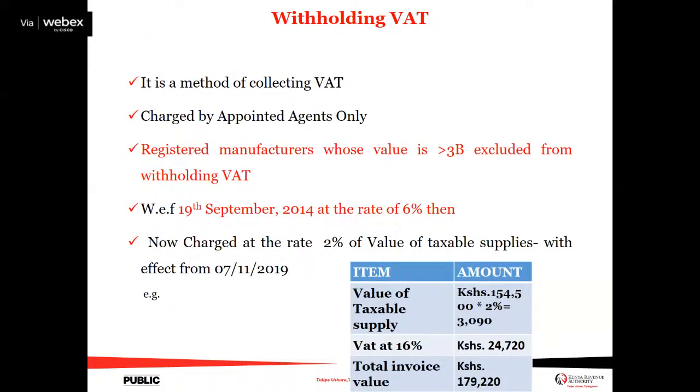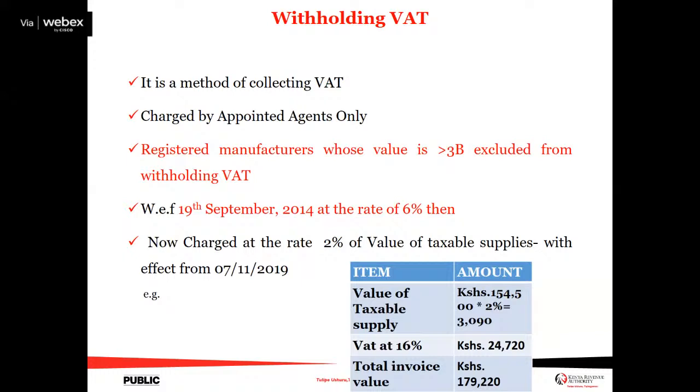So the other method that we have for collecting VAT is withholding VAT. Withholding VAT is just a method of collecting VAT, and the only persons allowed to charge it are appointed agents. However, in the Finance Act 2022, registered manufacturers whose value is greater than 3 billion are excluded from withholding VAT.